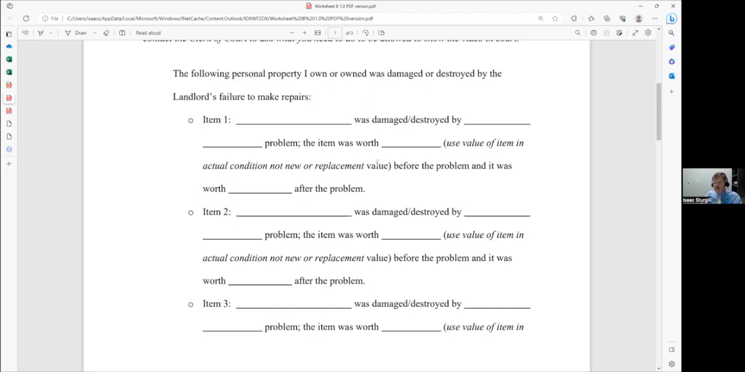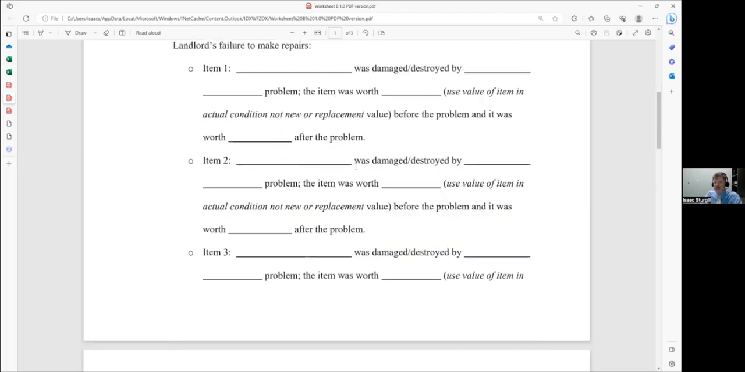It's not asking for the cost to replace the item or to buy a new item. It's asking what you think the item was worth at the time it was damaged or destroyed. And so here, for instance, you could put, sofa was damaged by the leak in the ceiling. The item was worth, let's say in that example, it was old, it had some stains on it, but it was still usable and in pretty good condition. I think it was worth $500 in its actual condition before the problem. After the problem, I think it's worth, and then give your opinion of that.